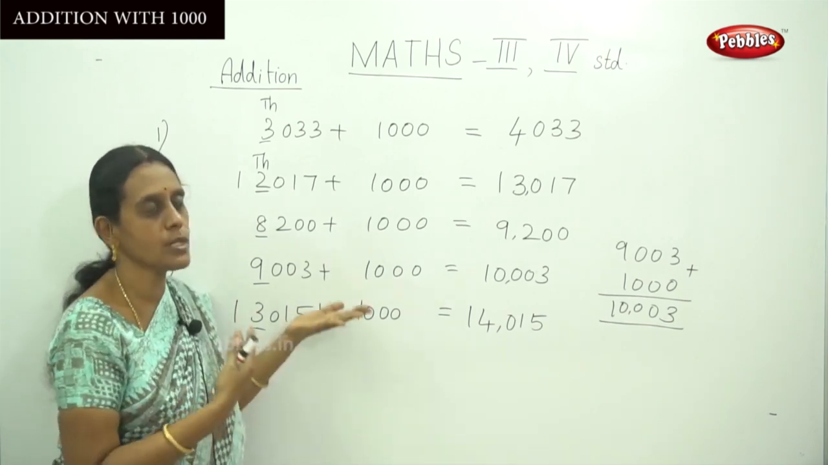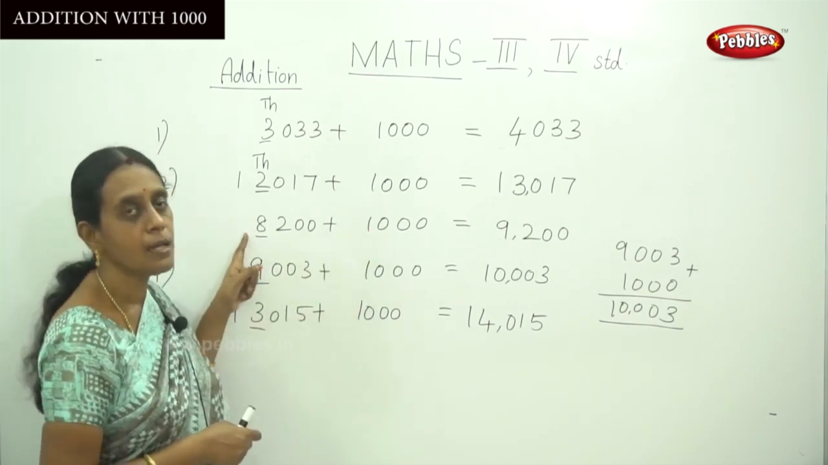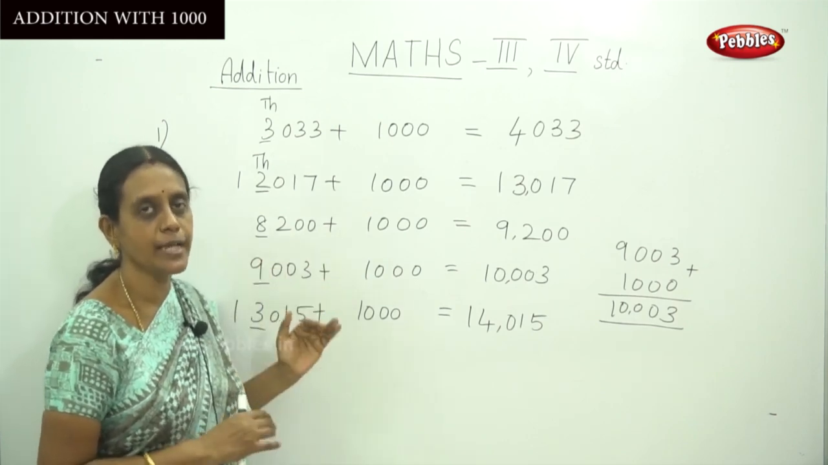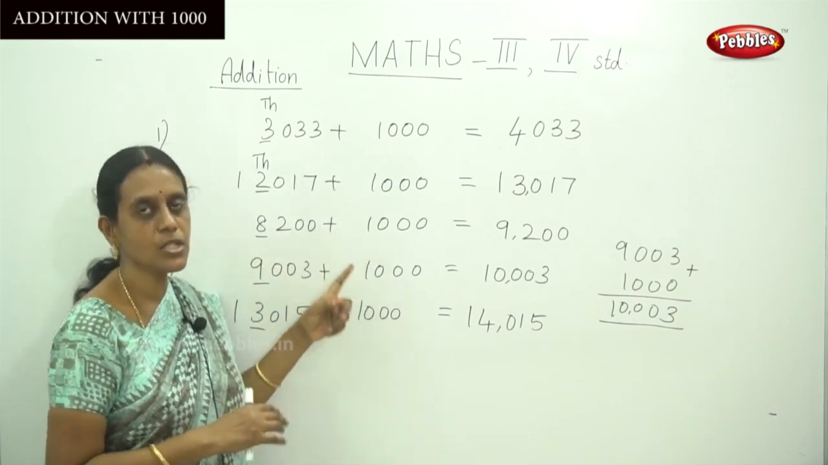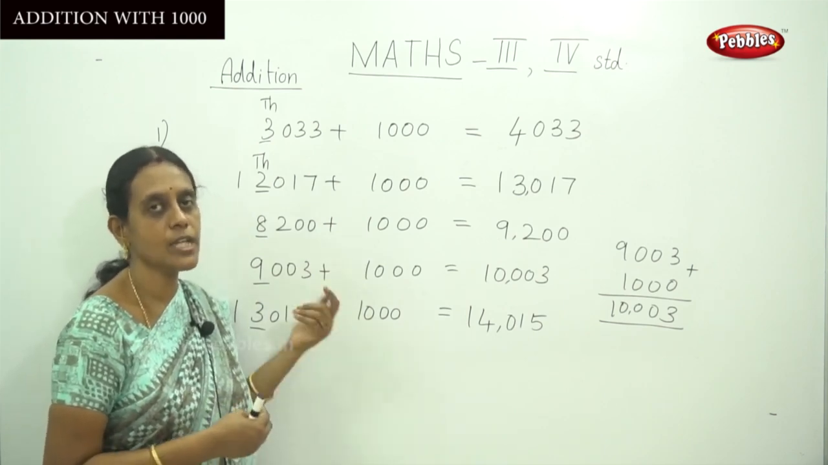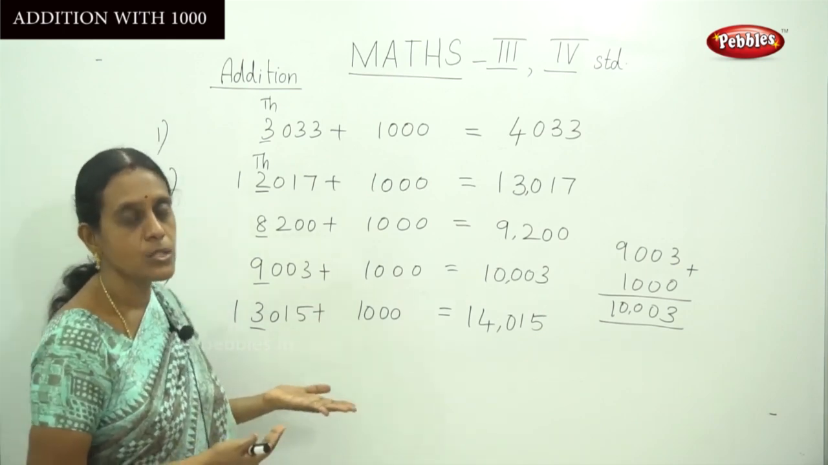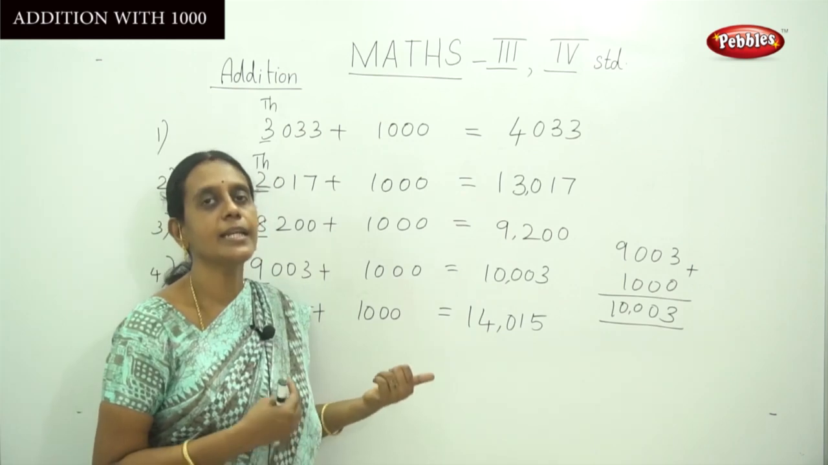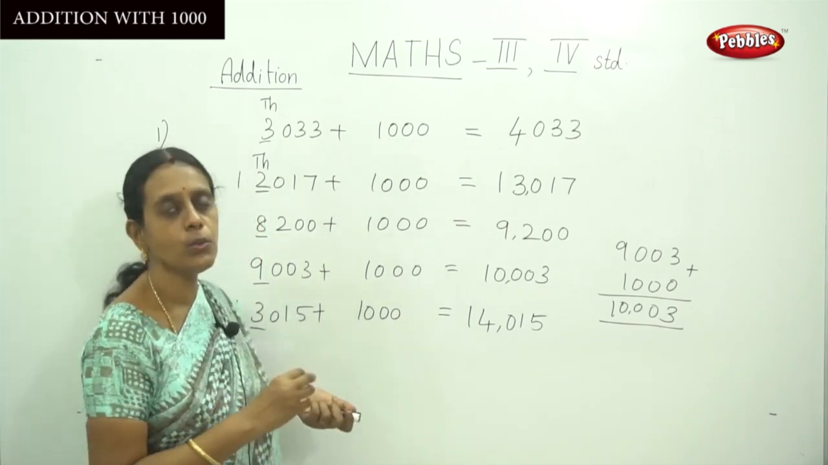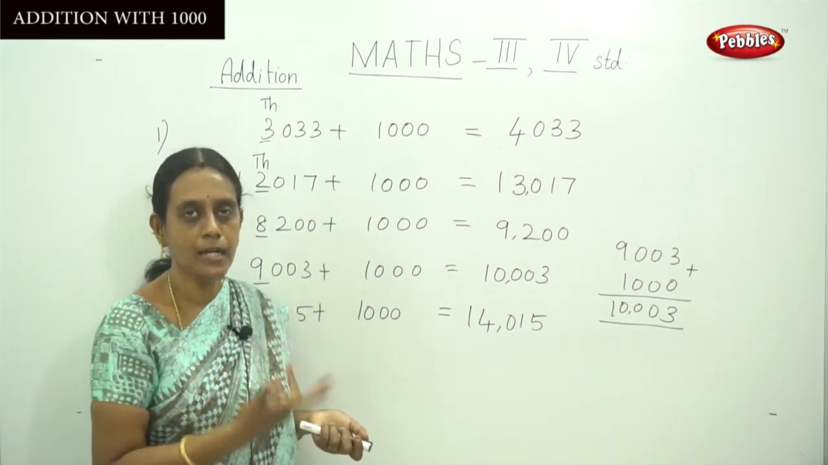So this is the way of addition with tens, hundreds and thousands, and it goes on to 10,000 and lakh. Adding 1000 means change the number in the 1000 place to the next 1000. If it is 100, change the 100 place number to the next 100. And if you add 10, change the tens place number to the next 10. So this is a technique, an easy way to do addition with zero ending numbers.